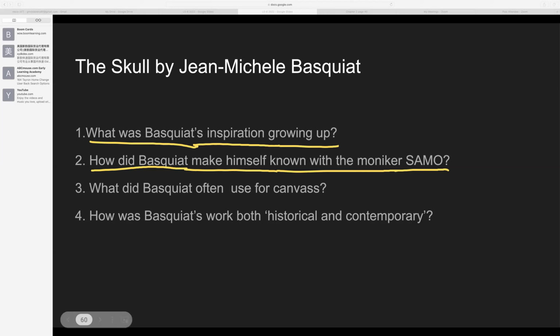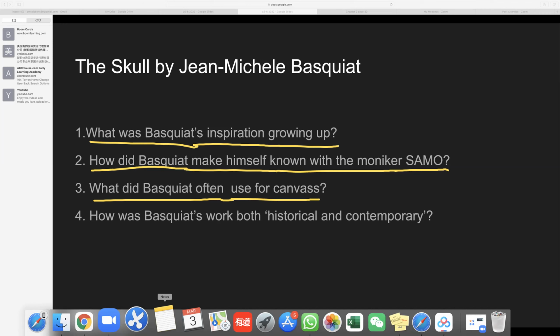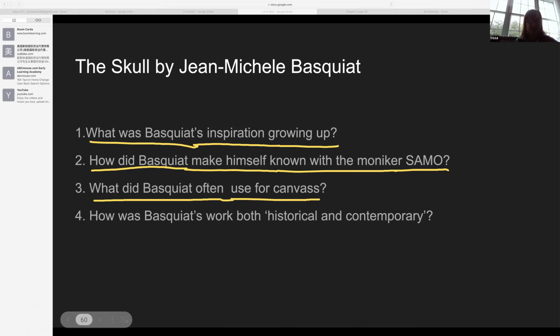Third question, what did Basquiat often use for canvas? That was Rosa, right? Yeah, I was saying that he used cardboxes that he found on the streets in Manhattan. Mm-hmm. Exactly. Yeah, he would write on cardboard. So a lot of his really famous paintings that hang in fancy museums and auction houses that people pay millions of dollars for were just trash lying around the street at one point. So he was recycling. Exactly. Yeah, this is absolutely right.